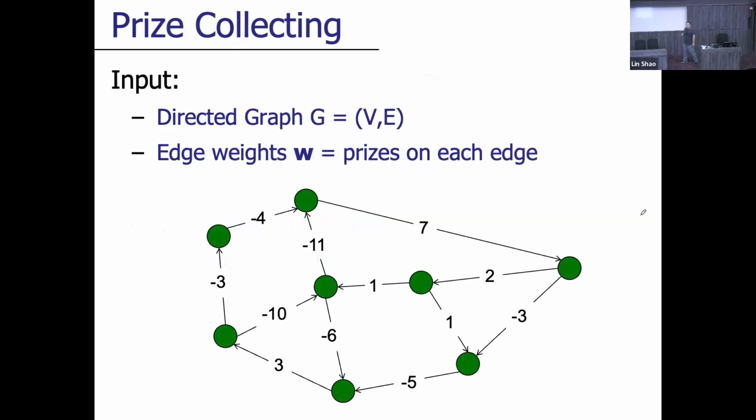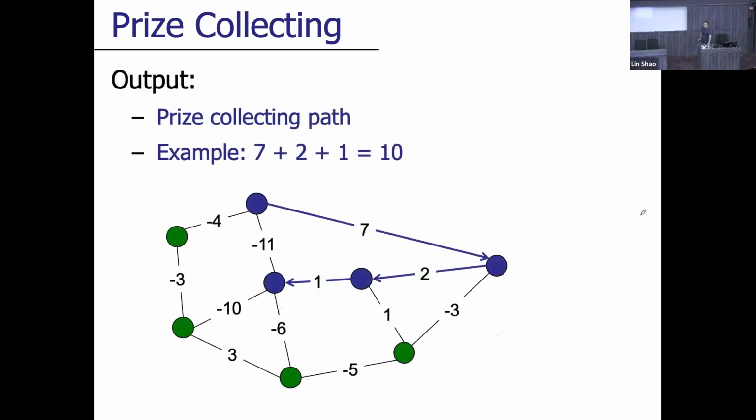When talking about price collection, the input would be a directed graph with V as the vertices and E as the edges. You already noticed that the edge weights would be the price on each edge, so these are directed weighted edges. The output of the price collection algorithm would be a path, and along the path there is a price. For example, we have a path highlighted in blue. The price along that path would be the sum of the weights along the edges, which would be 7 plus 2 plus 1, so the result would be 10.